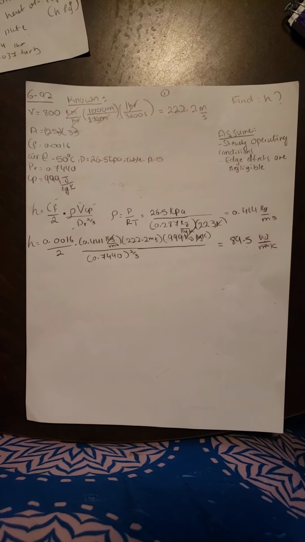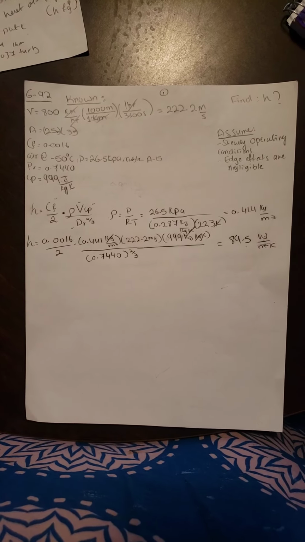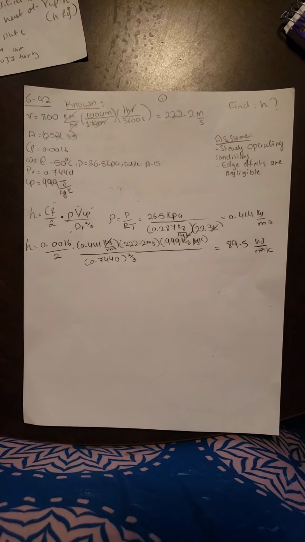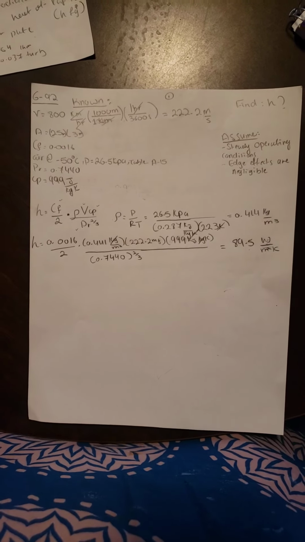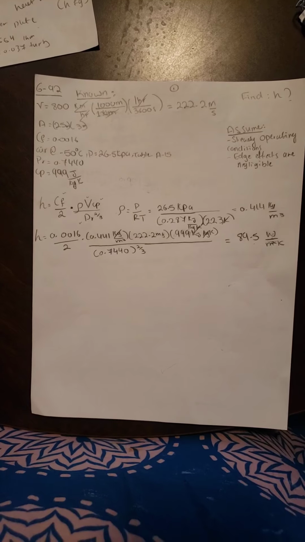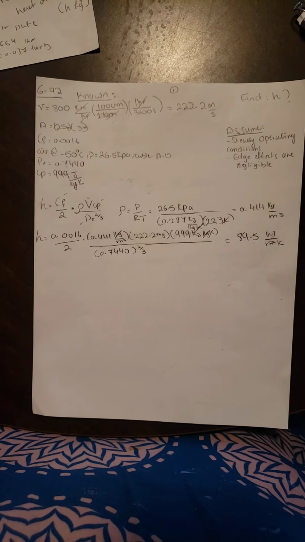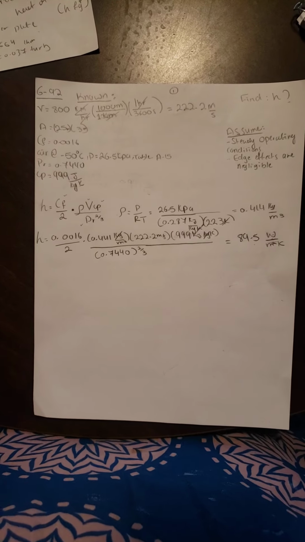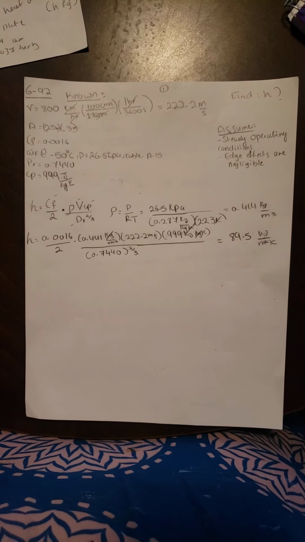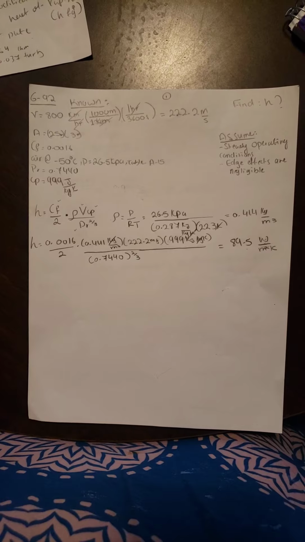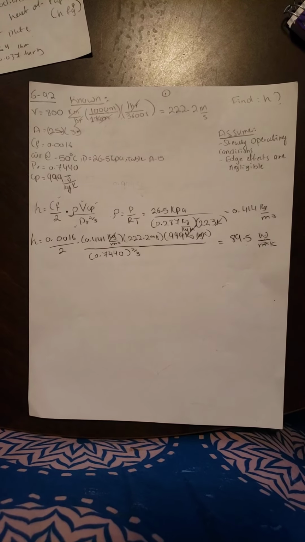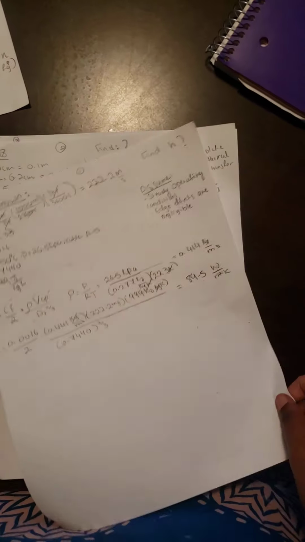Question 6.2 asks to find the heat transfer coefficients. We assume steady operating conditions. Edge effects are negligible. We know our velocity, our area, our friction coefficient. We know the air is at negative 50 degrees Celsius, so we grab our properties from table A15. We solve for the density using the ideal gas law. We plug that back into the equation for the heat transfer coefficient, and we solve for the heat transfer coefficient.